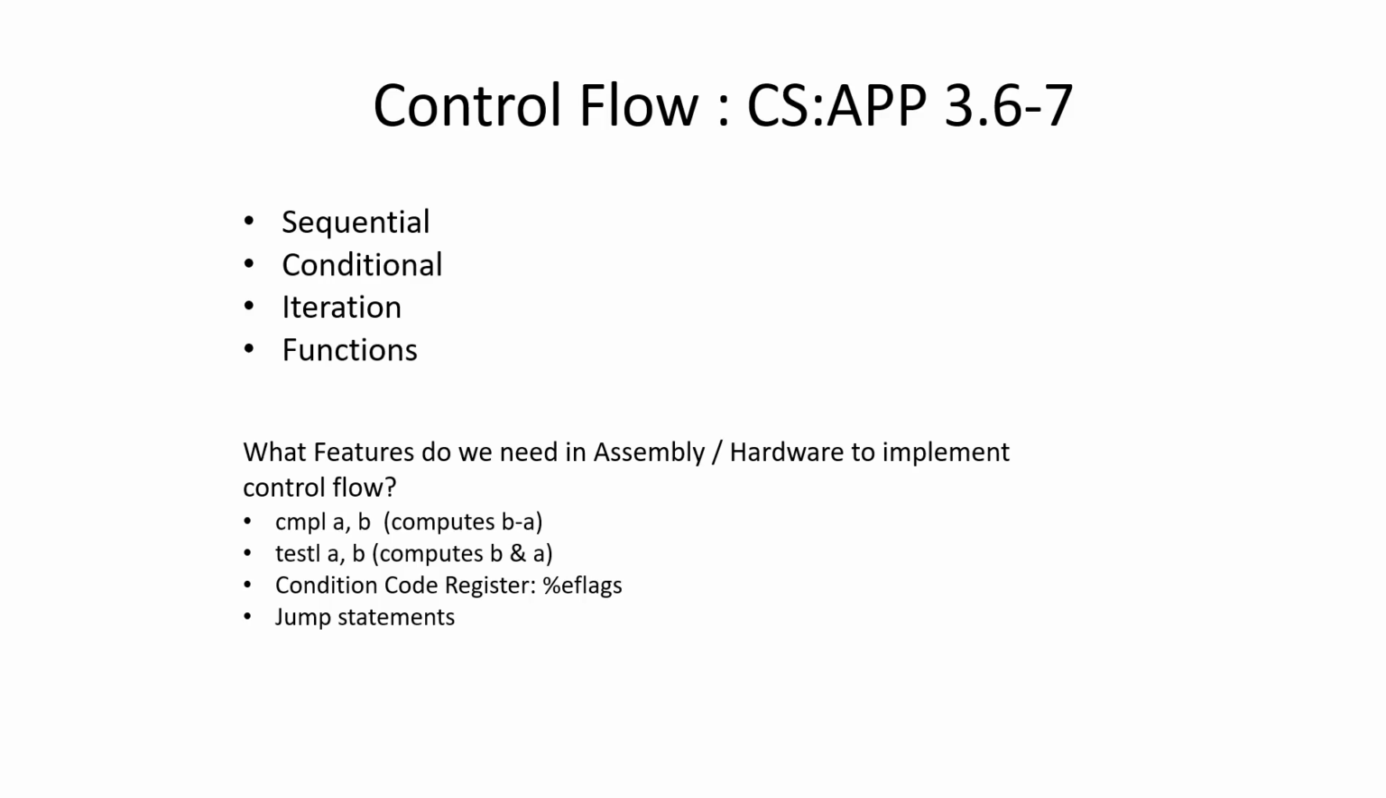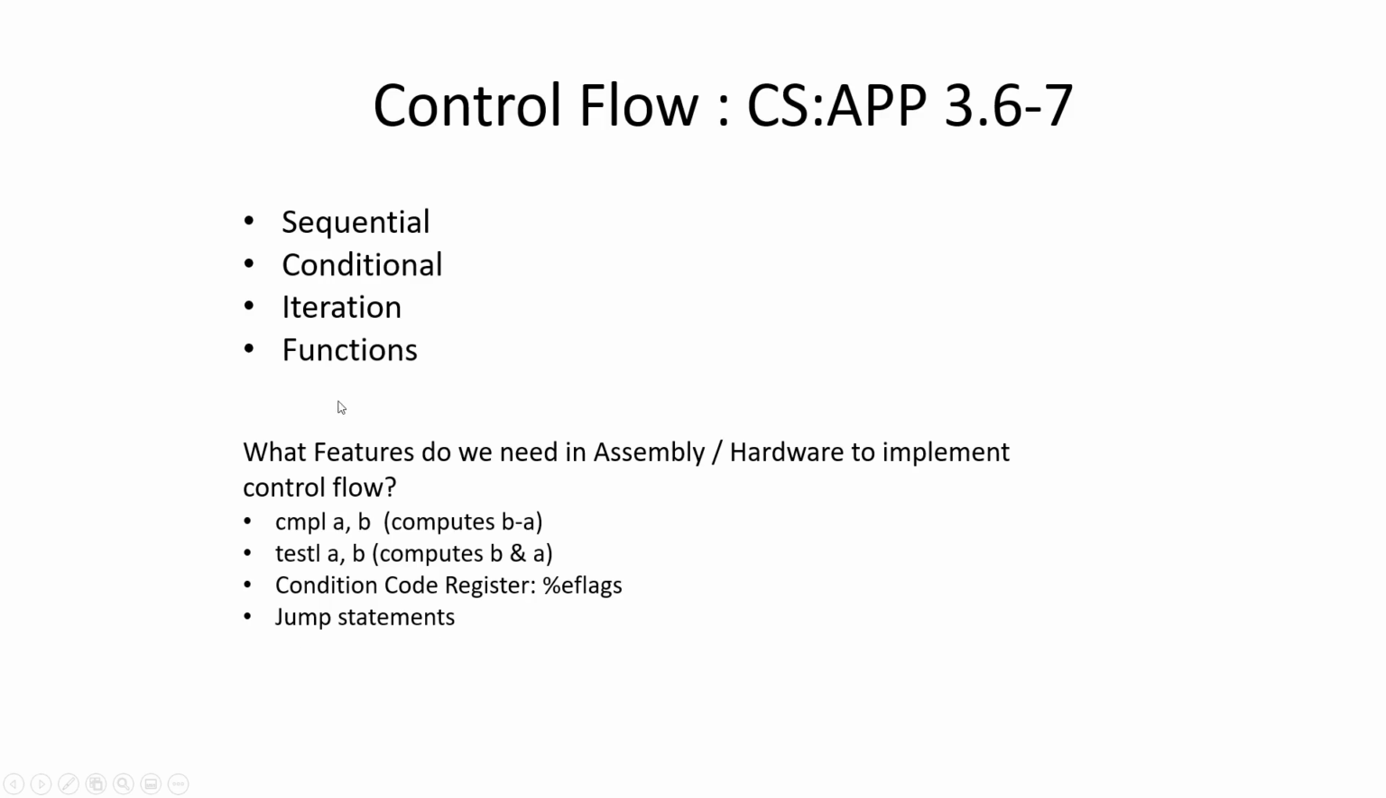Compare will compute b minus a, and then it's going to use that calculation to set a bunch of flags in the condition code register. And those flags will help us decide whether something's equal to 0 or one thing is less than another. And then we can make the appropriate jump based on which flags have been set in that flag register. The last piece we need is an instruction to make the jumps.